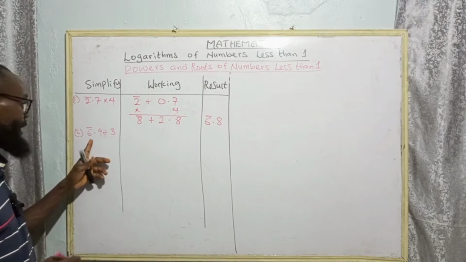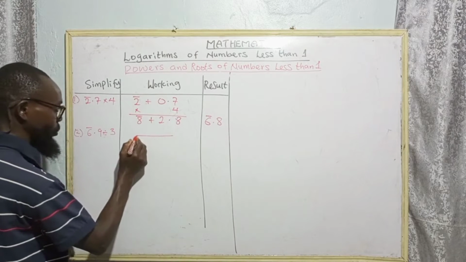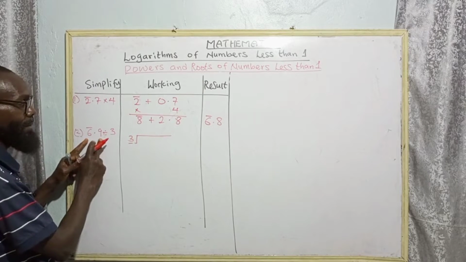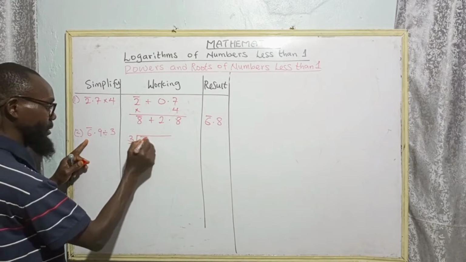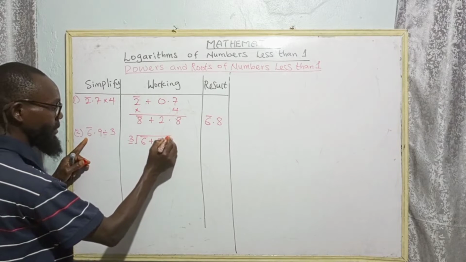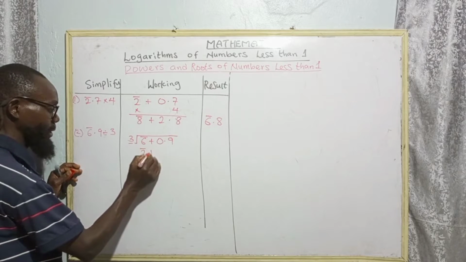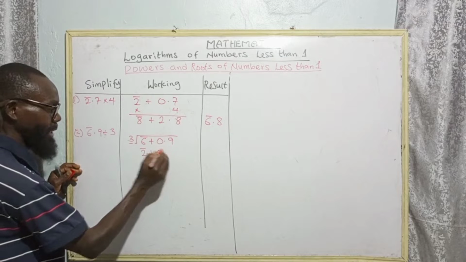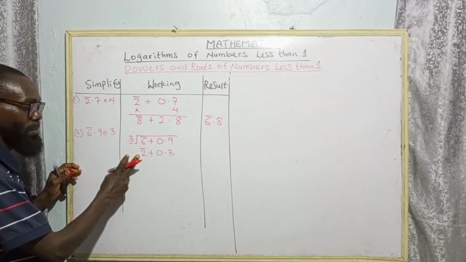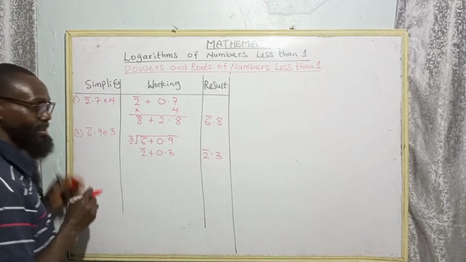Next one, bar 6.9 divided by 3. Now I have to do it this way. Now, this bar 3 will be here. Bar 6.9 can be written as this: bar 6 plus, if I take away bar 6, I'm going to have 0.9. Now we see 3 goes in bar 6, we have bar 2, plus 3 goes in 0 is impossible, that is 0 points. 3 goes in 3, 3 goes in 9, we have 3. Now, bar 2 means minus 2 plus 0, we're going to have minus 2, that is bar 2.3. That is the final answer.